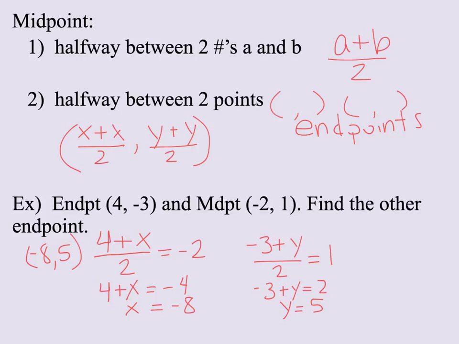Now you could also just look for a pattern. If we have the endpoint and midpoint, and we don't know the other endpoint, we're just going to say that the distance from the endpoint to the midpoint is the same as from the midpoint to the other endpoint. So how far is it from 4 to -2? Well, it went down 6. So 4 minus 6 is -2, so subtract 6 again, and you'll get that the endpoint x value is -8, because -2 minus 6 is -8. Now how did we get from -3 to 1? We went up 4, so we're going to go up 4 more. 1 plus 4 is 5. And notice we got the same answer using either method. It really doesn't matter.